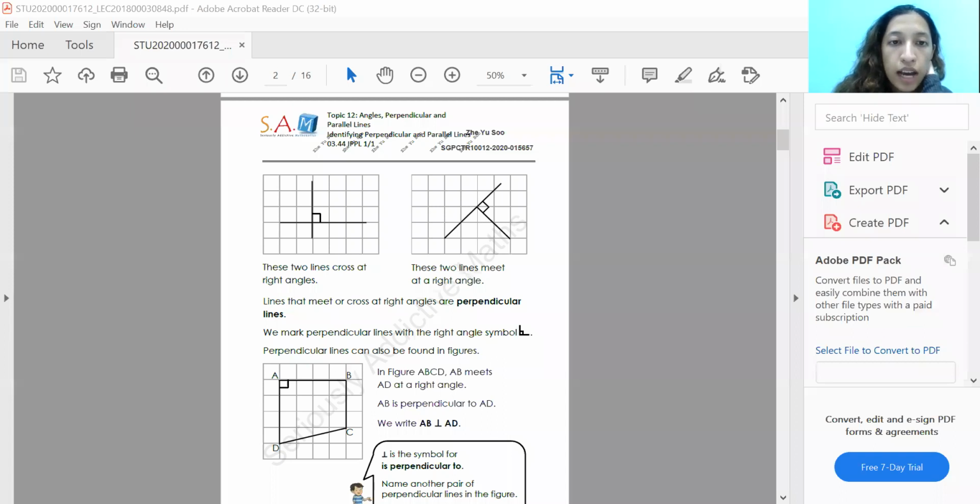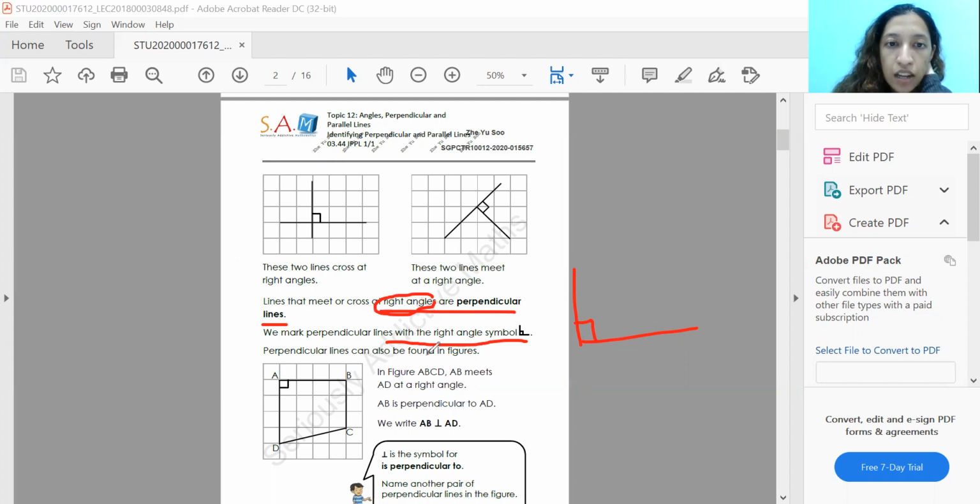Okay, so lines that meet or cross at right angles are perpendicular lines. So basically lines that meet or cross at right angles. For example, this one. They meet, okay, and they cross at your right angle over here. So they are called perpendicular lines. This line is perpendicular to this line, okay? We mark perpendicular lines with the right angle symbol. I taught you previously, the right angle symbol is the square one. Okay, so this is perpendicular to this.